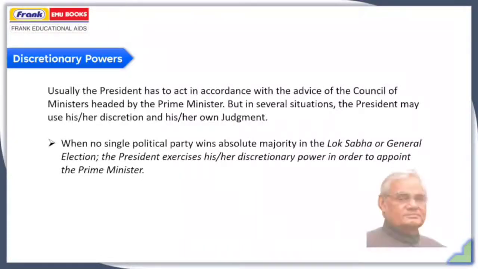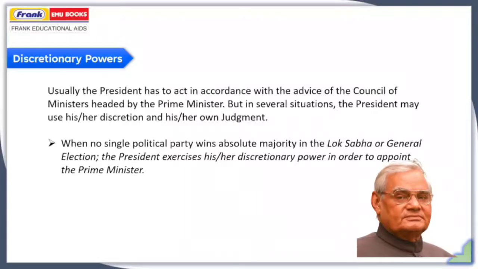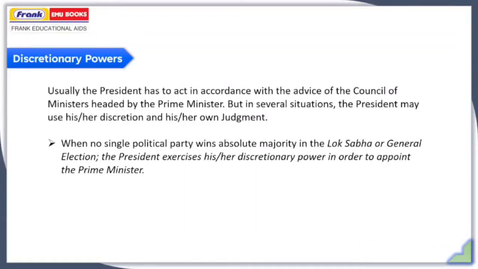It has happened several times in Indian history. If we talk about the appointment of Atal Bihari Vajpayee as the Prime Minister of India, the President of India exercised that power and appointed Atal Bihari Vajpayee as the Prime Minister without his having any majority. But he also had to prove the majority in a given period of time.